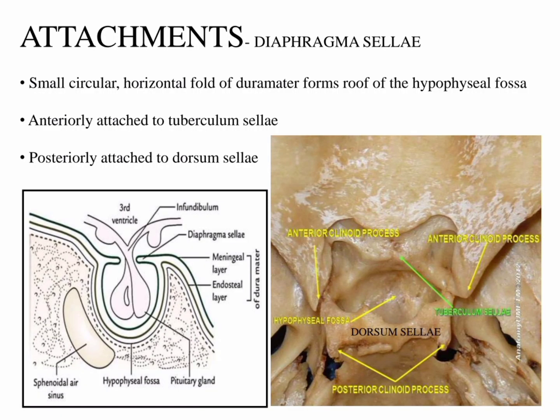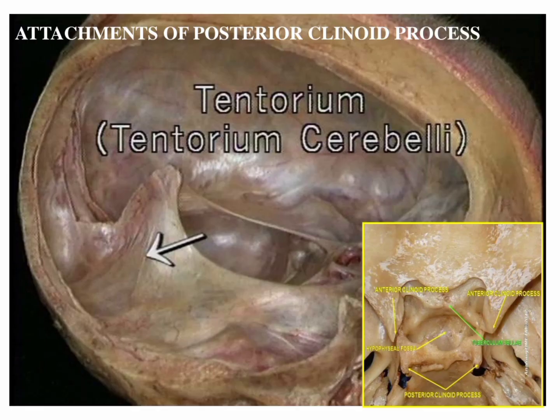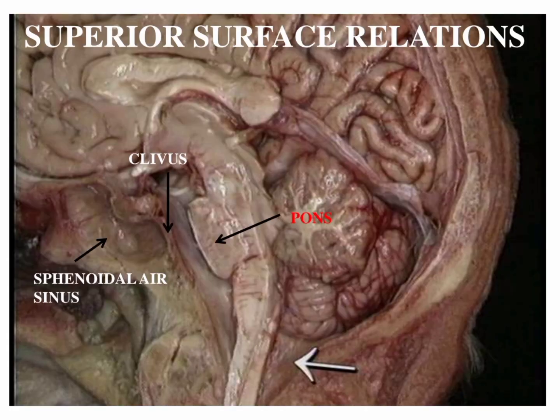Hypophyseal fossa is anteriorly bounded by an elevation called tuberculum sellae. Posteriorly, it is bounded by another elevation called dorsum sellae. To the tuberculum sellae and dorsum sellae, a fold of dura mater is attached called diaphragma sellae. Dorsum sellae presents two elevations on the sides called posterior clinoid processes, to which the tentorium cerebelli is attached. Posterior part of the superior surface, along with the superior surface of the basilar part of occipital bone, forms the clivus where the brain stem rests.